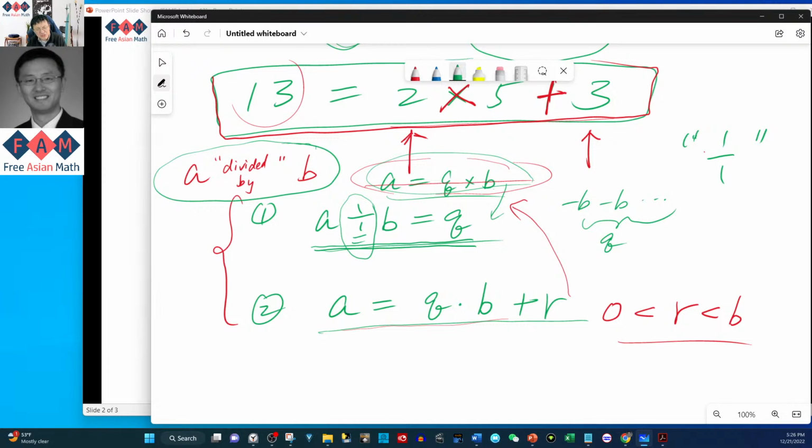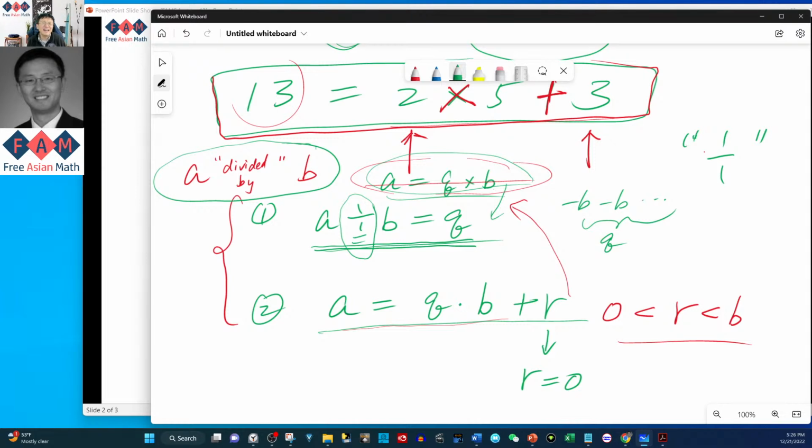Now, we mentioned that the two operations are related. Division and division with remainder are related. How do we connect them? How do we relate them? Well, that lies in the case, what if R equals 0? We just said that R cannot be 0, right? The remainder cannot be 0.